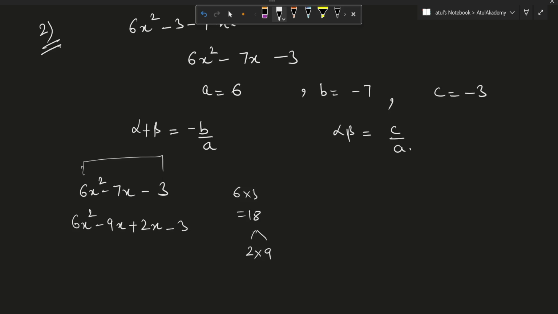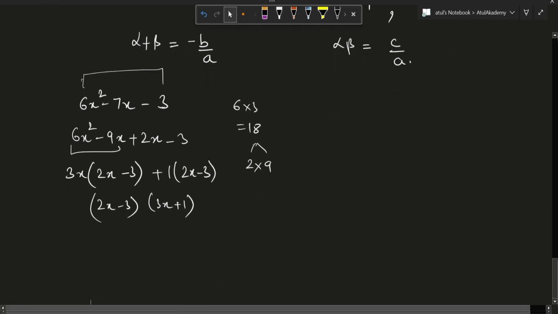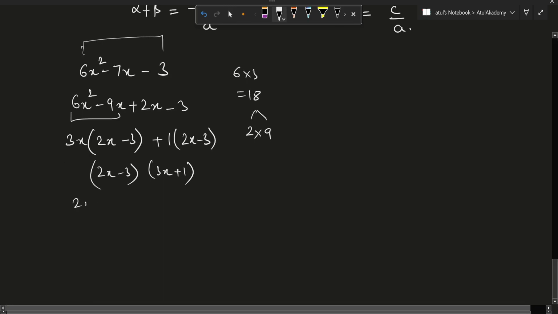From these two I can take 3x common, so it's 2x minus 3. From here I'll take only 1 common to get 2x minus 3. Again 2x minus 3 is common, so what is left? 3x plus 1. To get the zeros from this, what do we have to do? 2x minus 3 is 0 or 3x plus 1 is 0. So x is 3 by 2, because 3 goes there, 0 plus 3 is 3 by 2. And over here x is equal to minus 1 by 3.